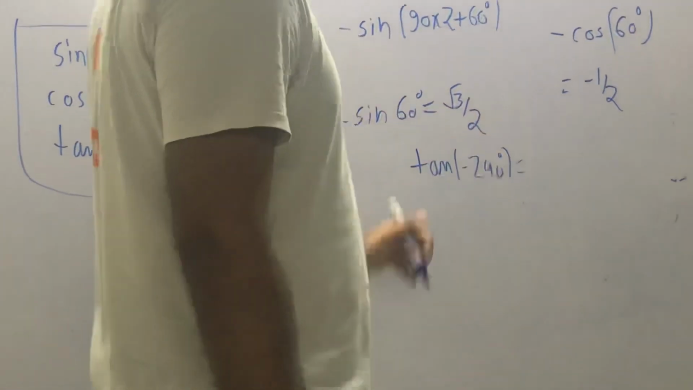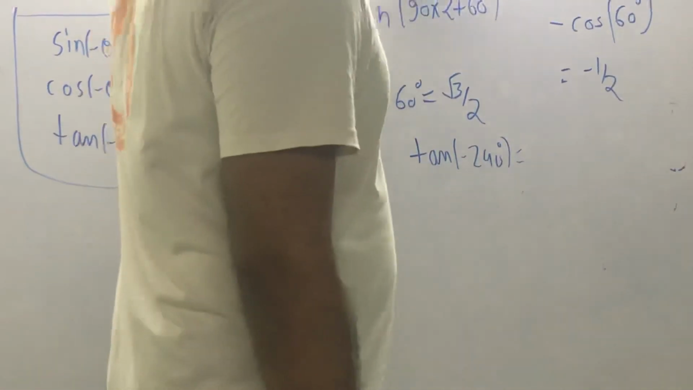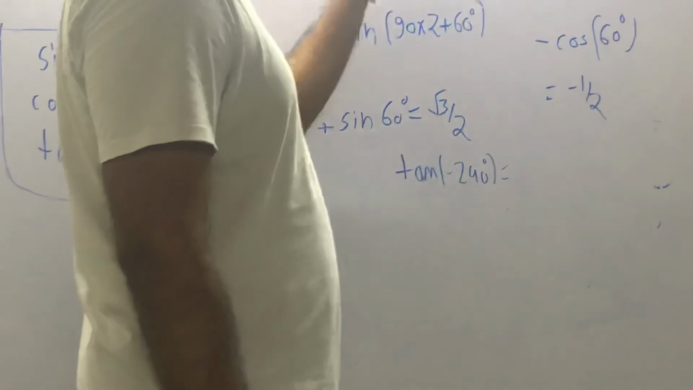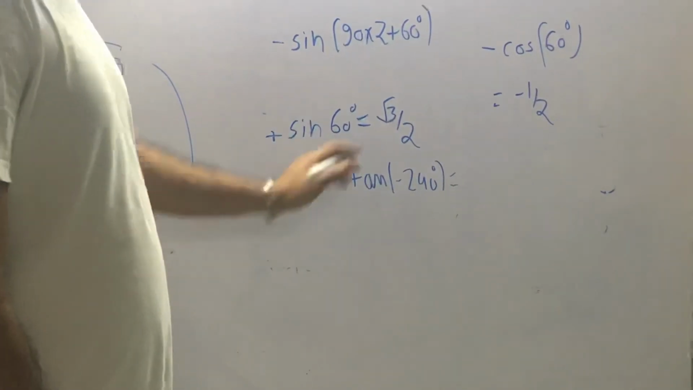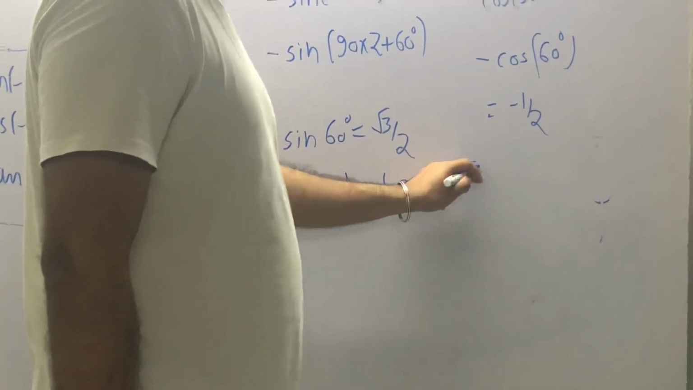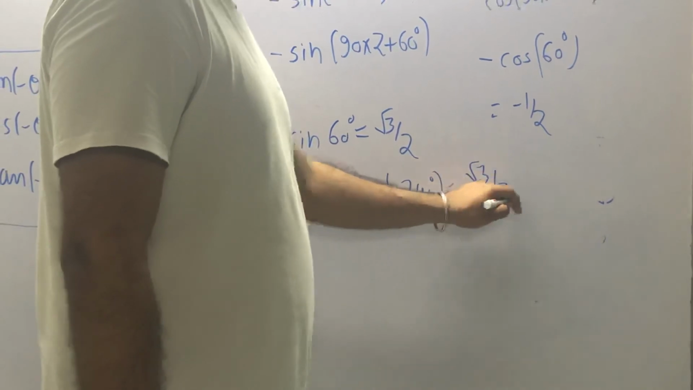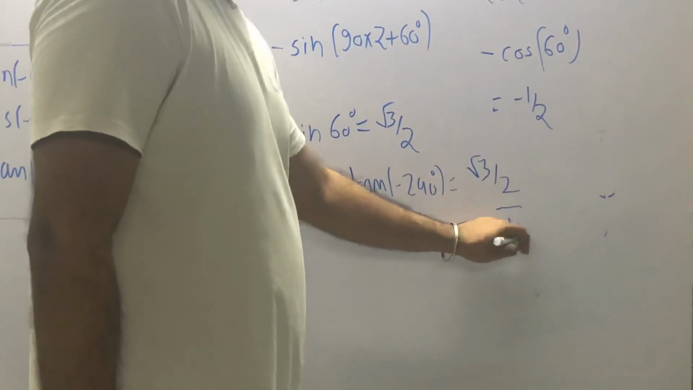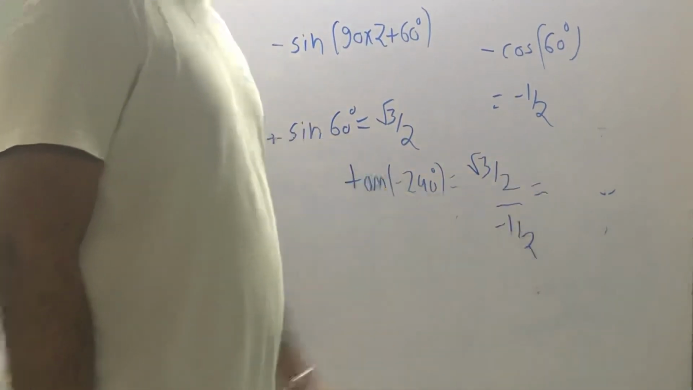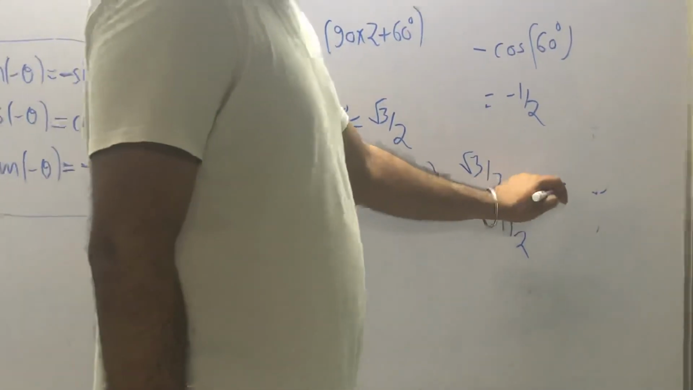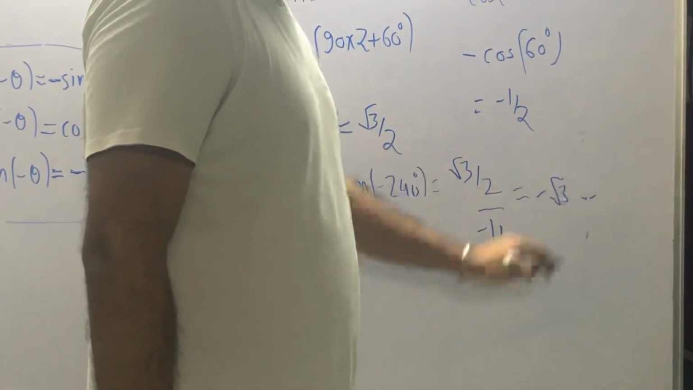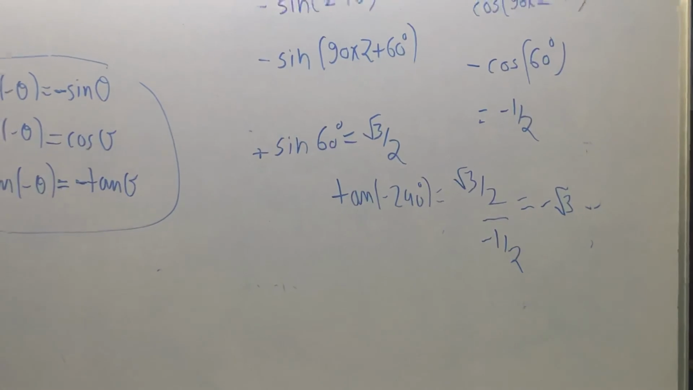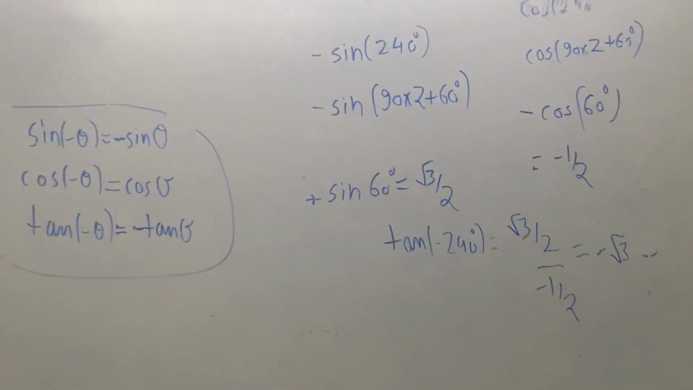Okay, last is tan minus 240. To find that, simply divide sine minus 240 and cos minus 240. That comes out to be root 3 by 2 upon minus 1 by 2. So this is equal to minus root 3. Okay. So this is the angle minus 240 degrees.